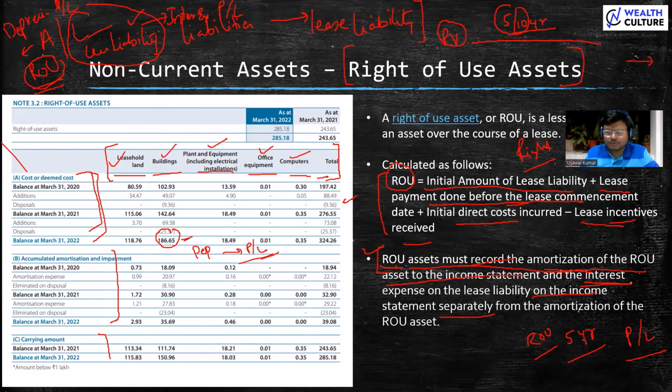Okay? So what we are saying here is the ROU will have an impact on the P&L in the form of depreciation, and the lease liability, which is figuring in the balance sheet, will have an impact on the P&L in the form of interest expense.